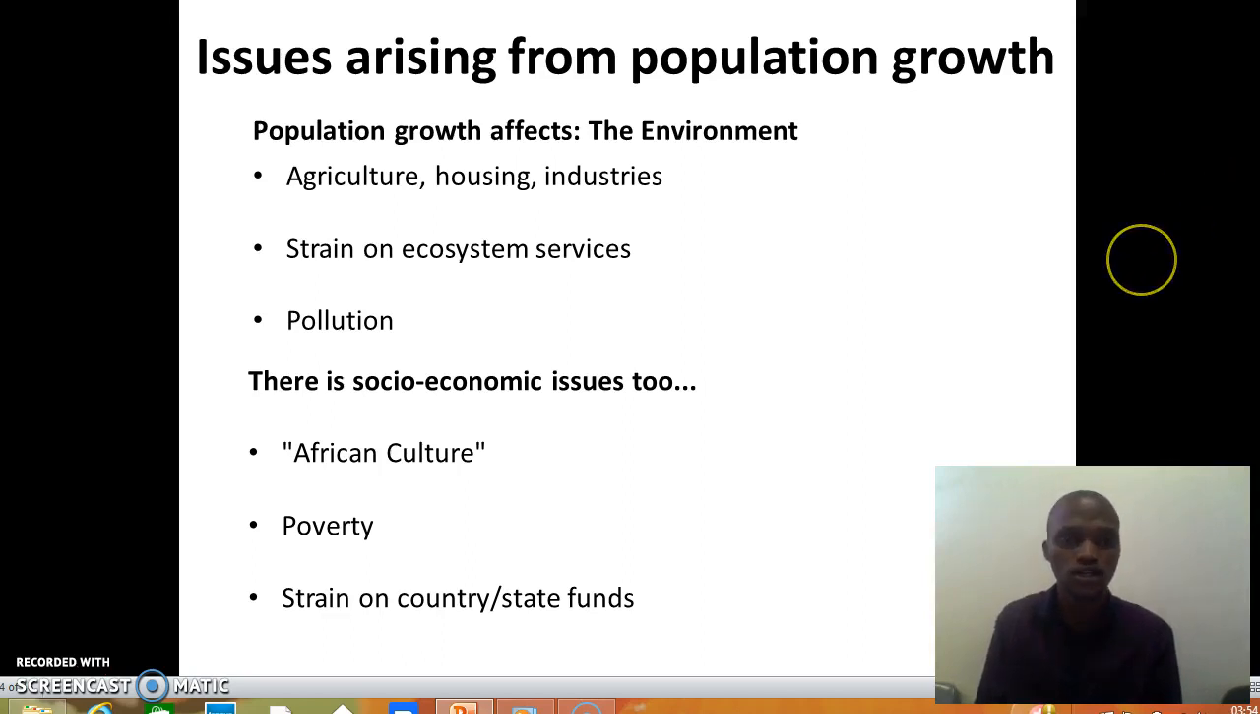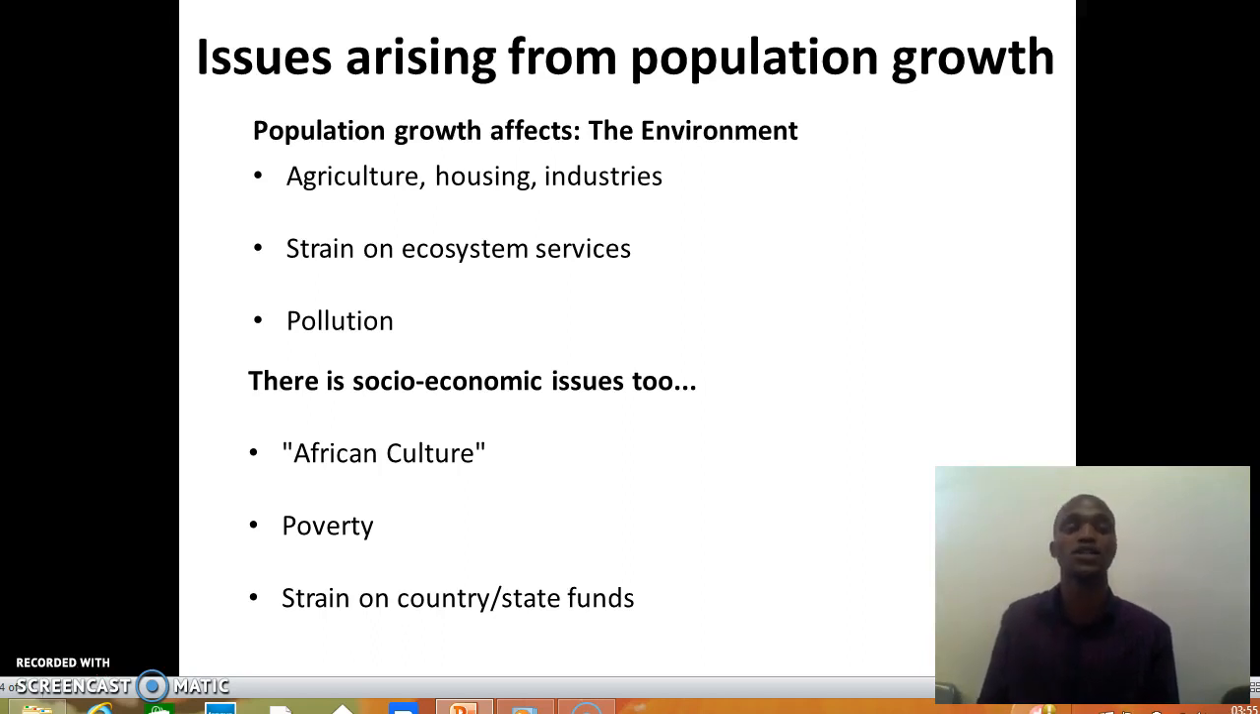So now we look at the socio-economic issues which are associated with population growth, African culture. Now there are talks that people need to engage in family planning, whereas in South Africa or in Africa at large, in our culture we don't actually engage in family planning. We believe in having many children as a form of assurance or labor.